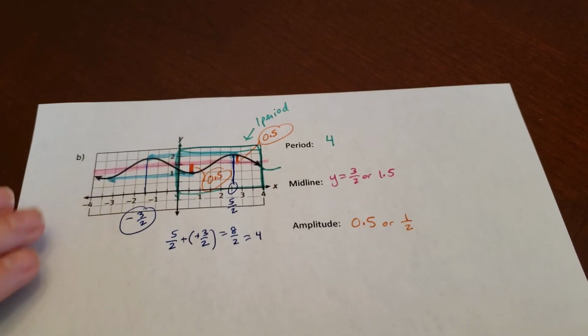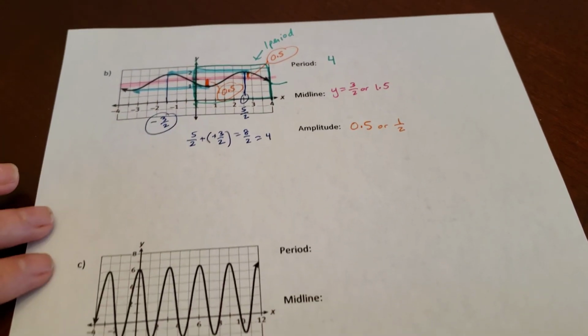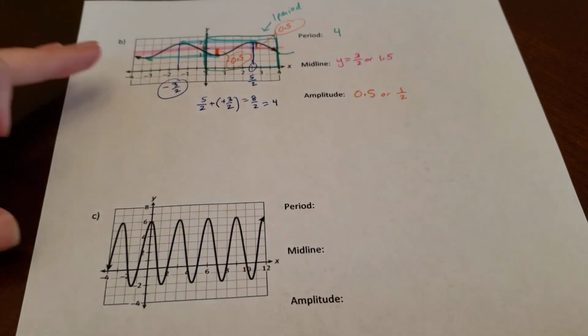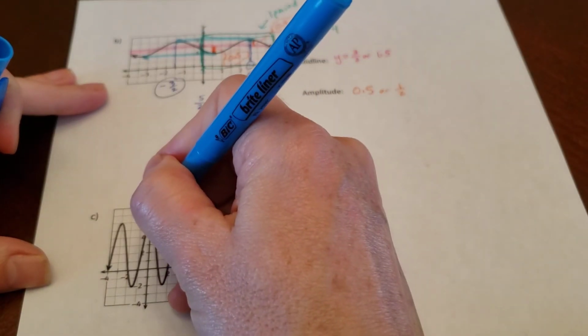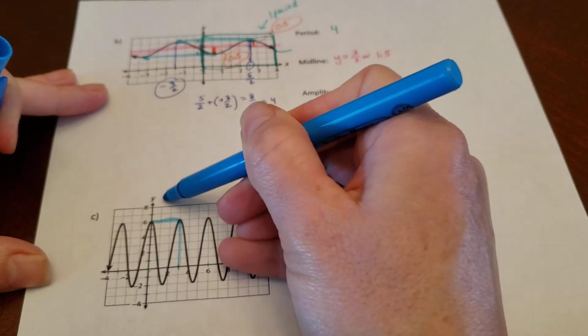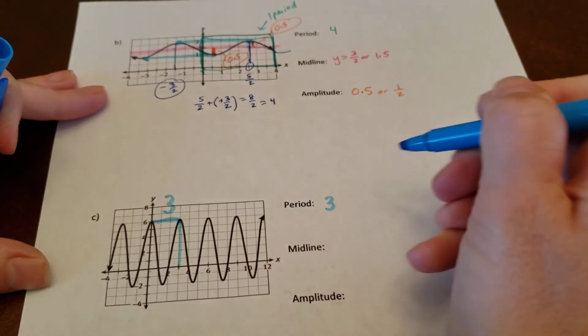All right, last one. So for this one, finding the period, this one's not so bad. It hits right on, which is nice. So from here to here, so I'm at 0, and then I go to 3. So the period is going to be 3.